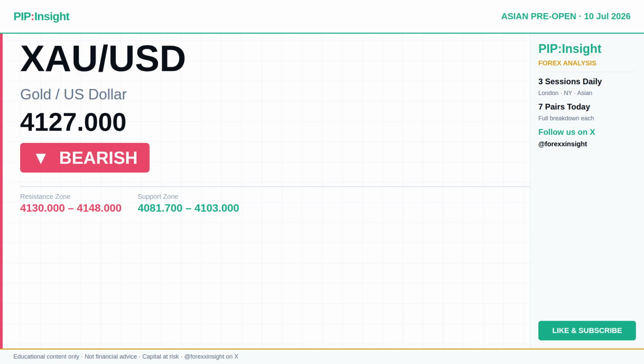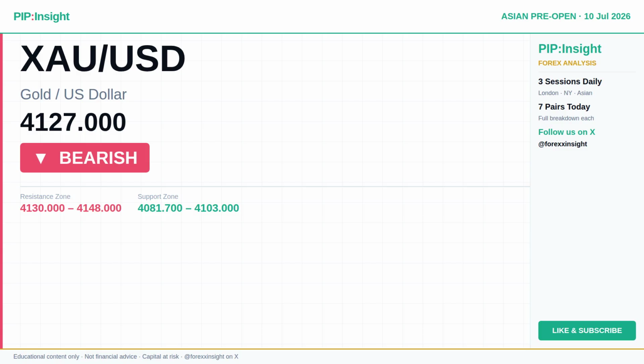On the 4-hour timeframe, gold is essentially ranging between $4,081 and $4,148. The hourly chart, however, shows a clear downtrend structure, lower highs, lower lows through the session, before a late recovery brought price back to $4,127. That recovery found support around the $4,116 to $4,119 EMA cluster, which is now acting as the immediate floor.